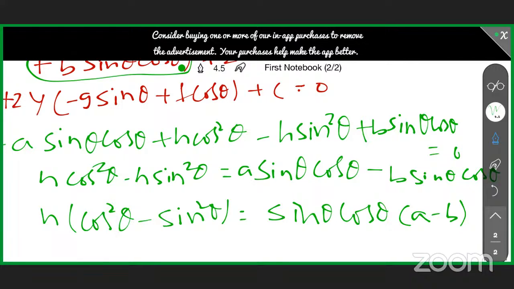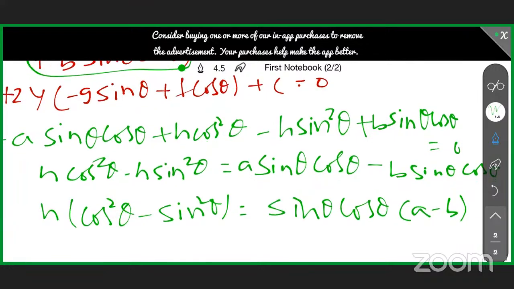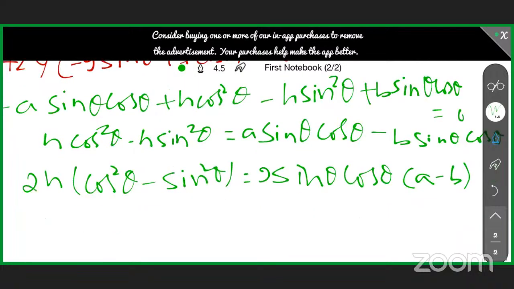So what I will do is multiply by 2 on both sides. So this will become 2h (cos² theta minus sin² theta).